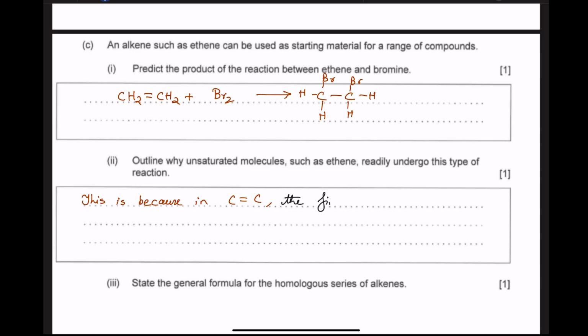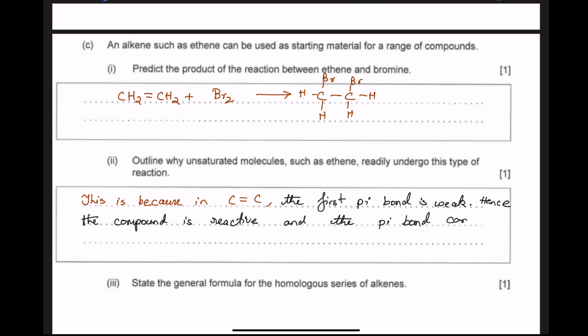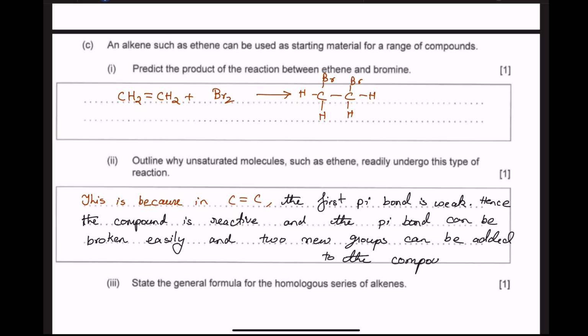The first pi bond is weak. Hence, the compound is reactive, and the double bond, or you can say the pi bond, can be broken easily and two new groups can be added to the compound.